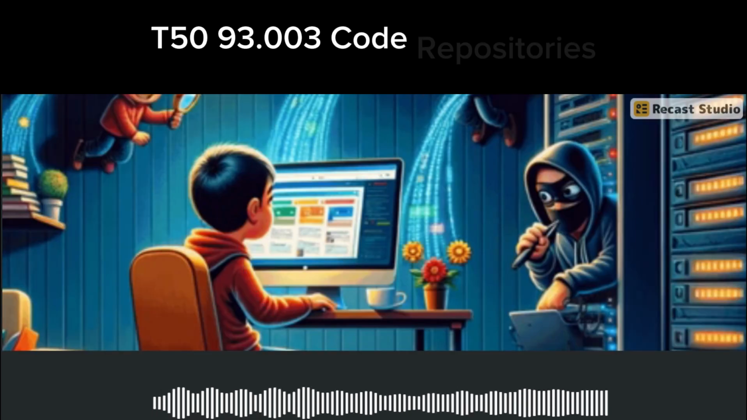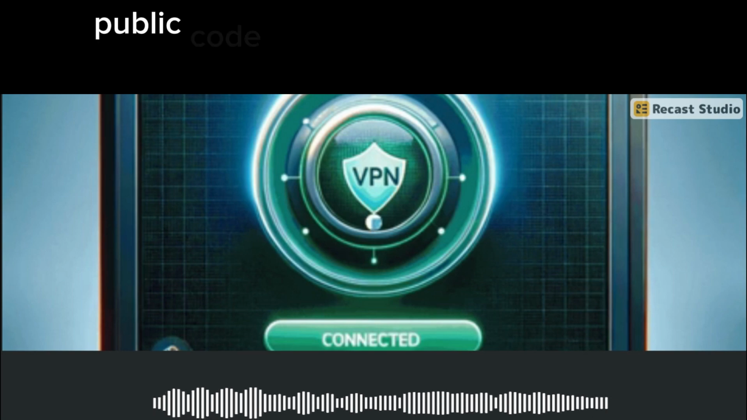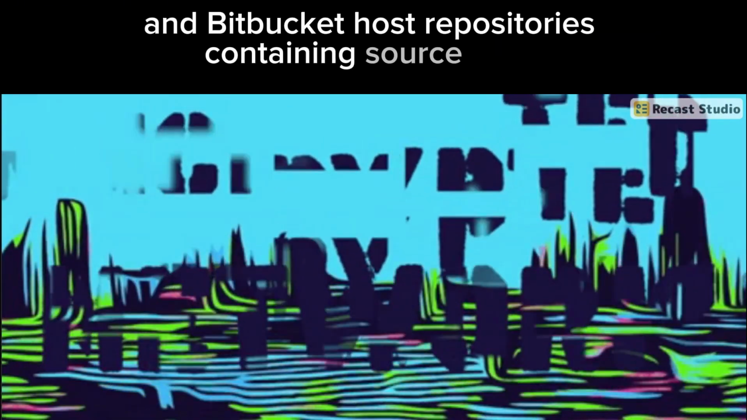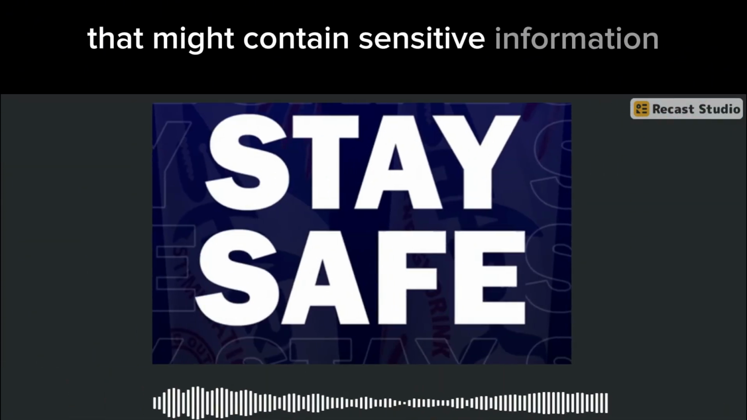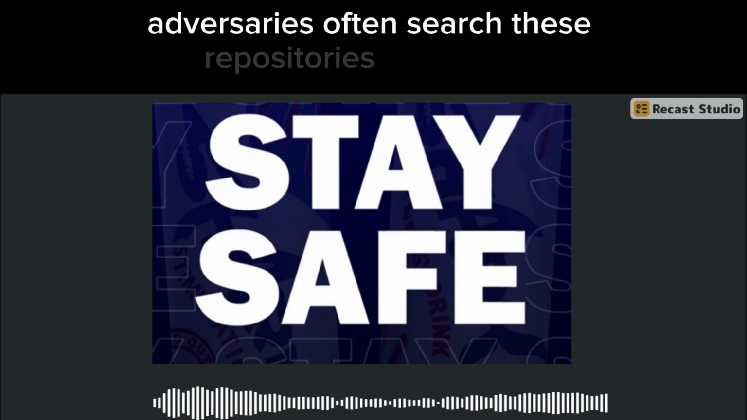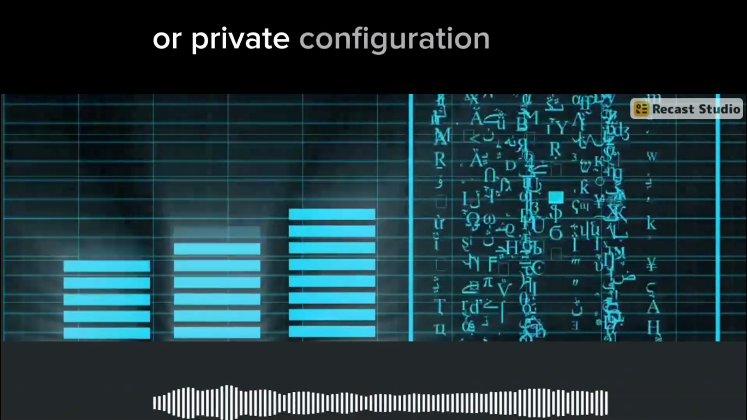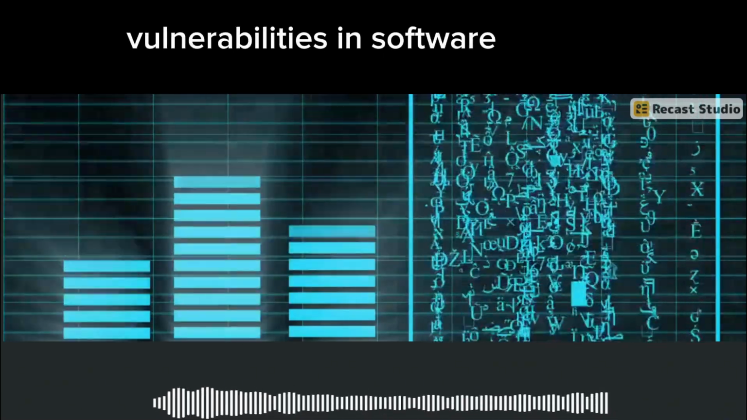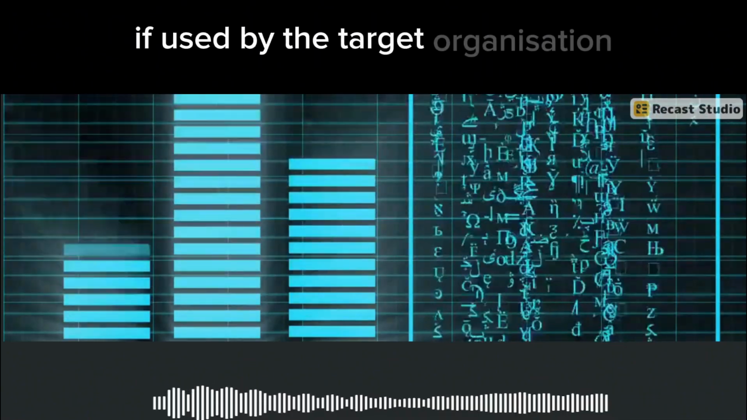T1593.003 Code Repositories. Another crucial resource for open-source intelligence gathering is public code repositories. Platforms like GitHub, GitLab, SourceForge, and Bitbucket host repositories containing source code, software libraries, and development projects that might contain sensitive information. Adversaries often search these repositories to discover API keys, credentials, or private configuration details accidentally committed by developers in the code. Vulnerabilities in software libraries or system configurations that could be exploited if used by the target organization.